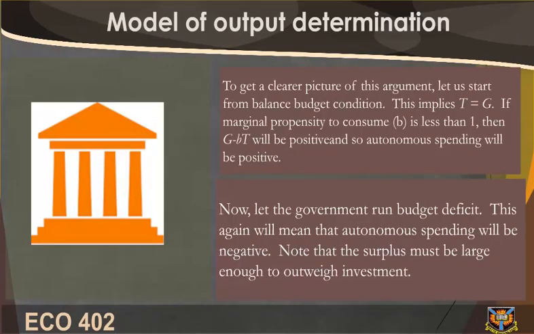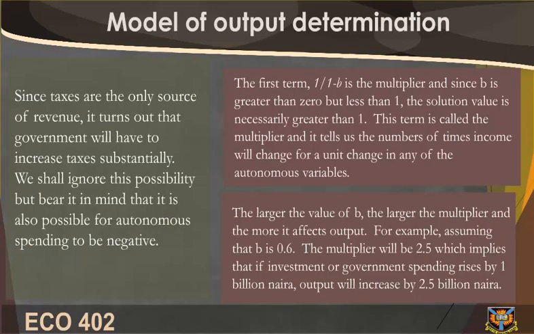To get a clearer picture of this argument, let us start from the balanced budget condition. This implies T is equal to G. If the marginal propensity to consume b is less than 1, then G minus bT will be positive, and so autonomous spending will be positive. Since taxes are the only source of revenue, it turns out that government will have to increase taxes substantially. We shall ignore this possibility but bear in mind that it is also possible for autonomous spending to be negative.